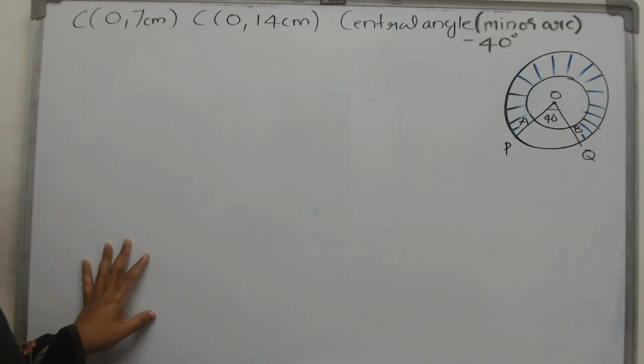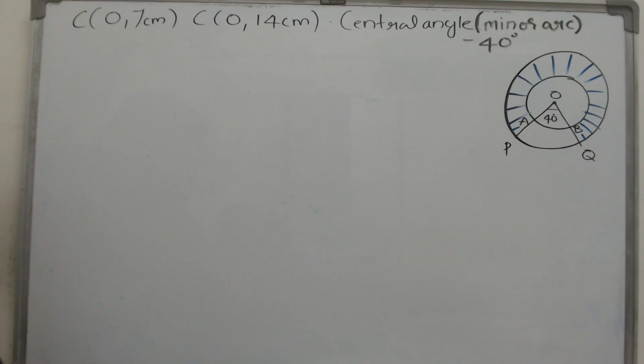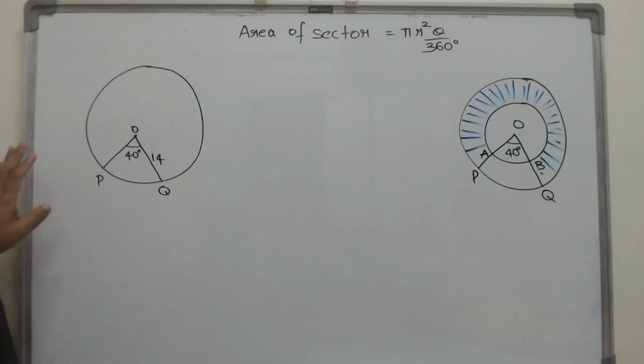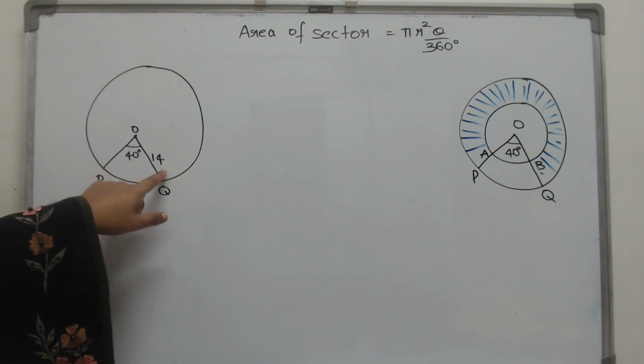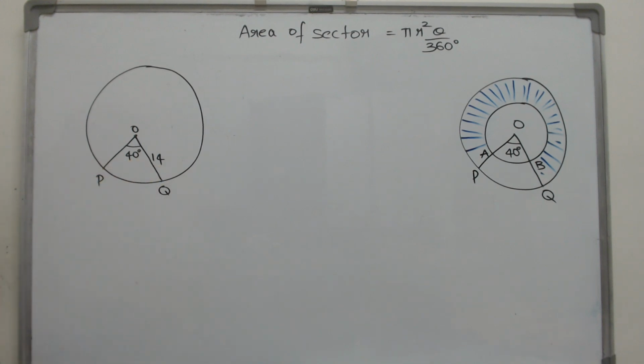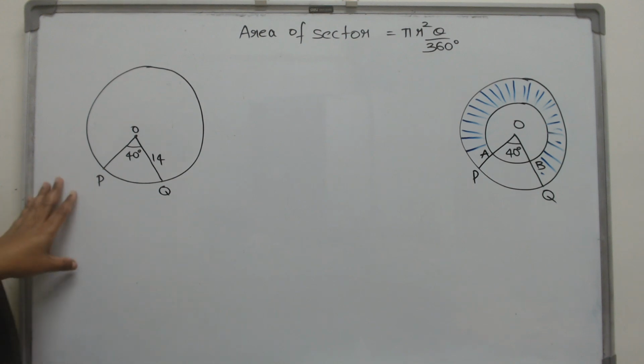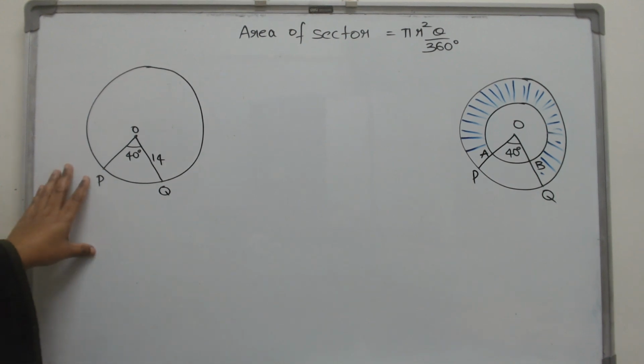Let us tackle both of the circles separately. Let us start with the bigger circle. So here we are concerned only about the bigger circle, the one with 14 centimeter radius. Let us forget about the smaller one. We will deal with it later. Now what do you see?